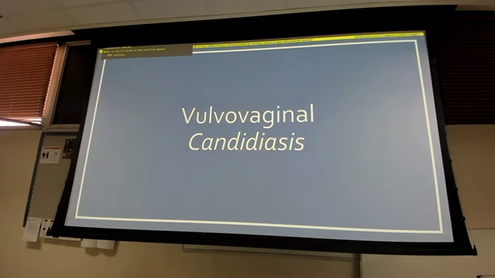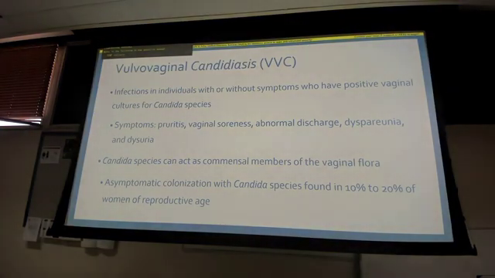All right, we're going to start with vulvovaginal candidiasis, so I'm going to call this VVC going forward. VVC is infection in individuals with or without symptoms who have a positive vaginal culture for Candida species. Symptoms the patient might complain about are itching, vaginal soreness, abnormal discharge, painful urination, or pain during sexual intercourse. We also want to think about that Candida is normal vaginal flora. We have asymptomatic colonization in about 10 to 20% of women of reproductive age.